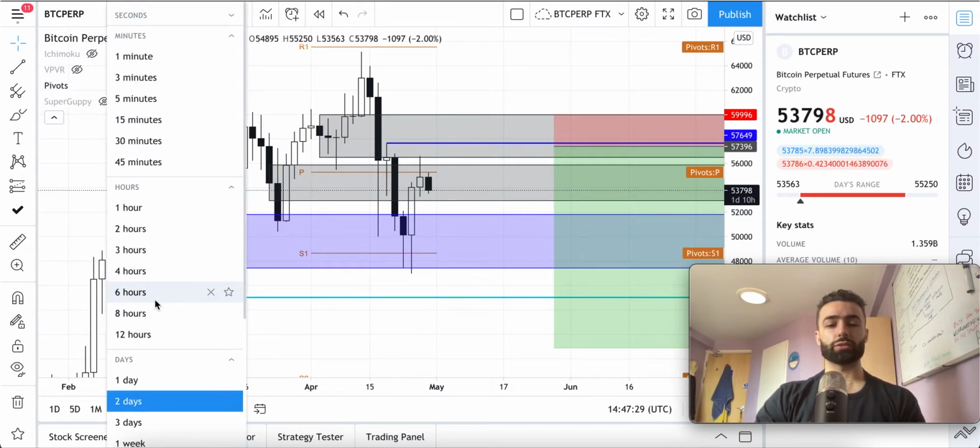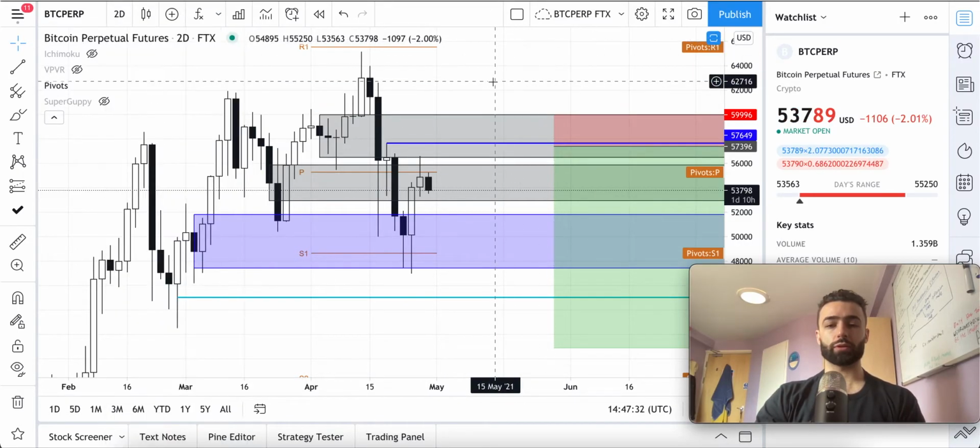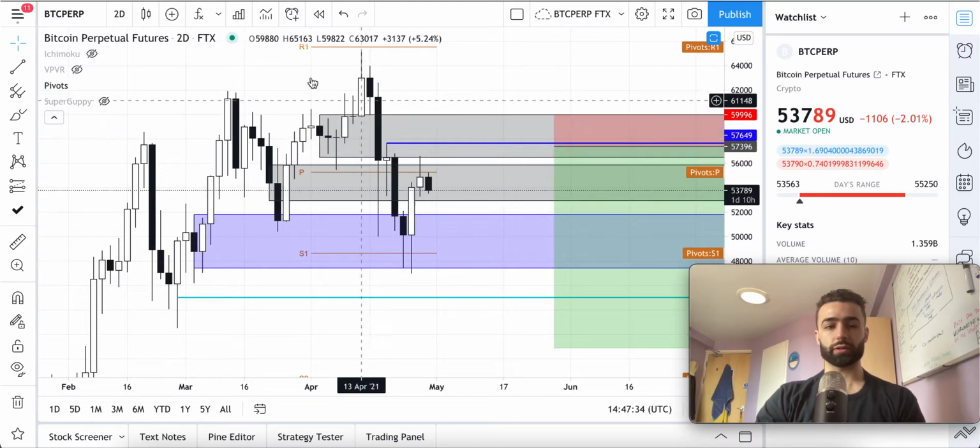Areas that I'm looking to buy: the only trade that I'm looking to make on Bitcoin is this trade that I already took.